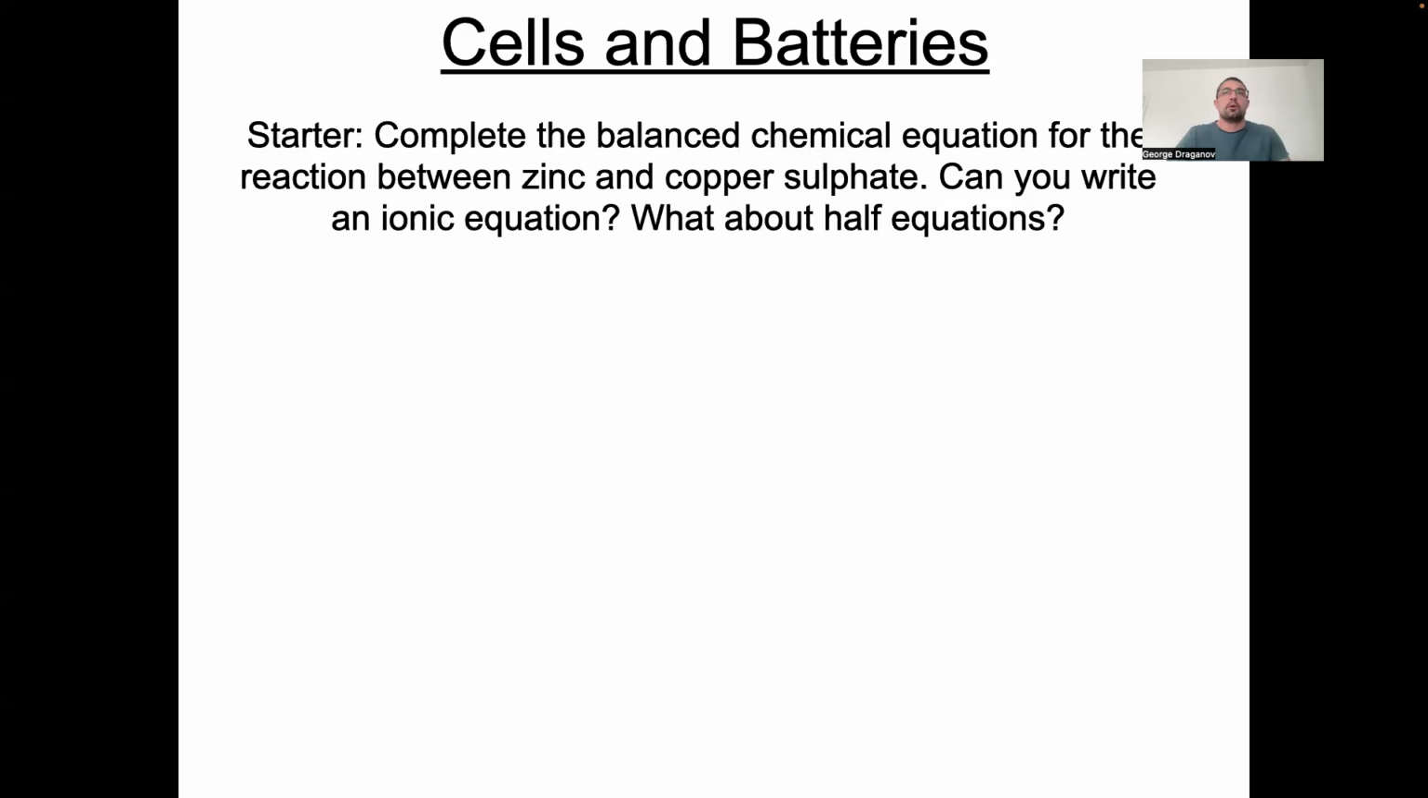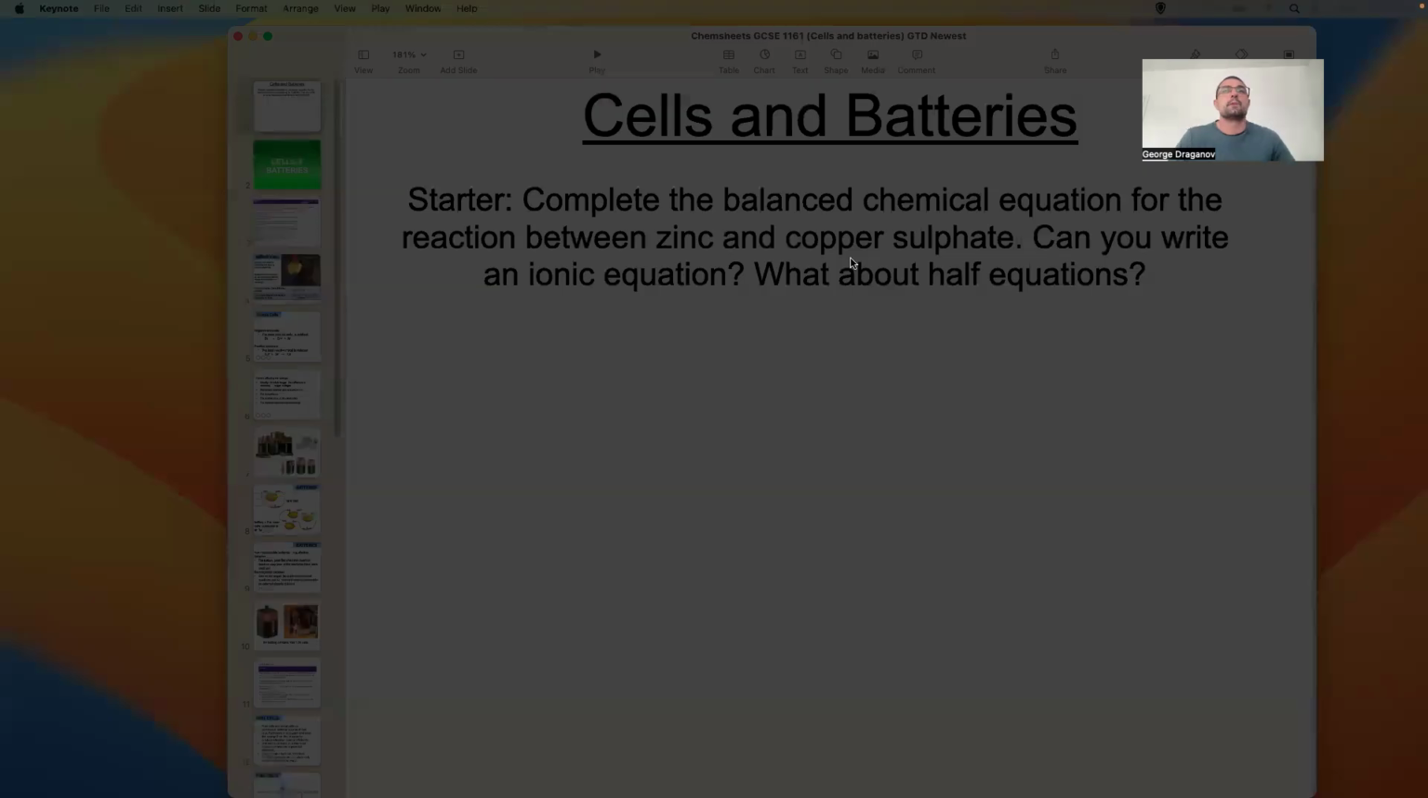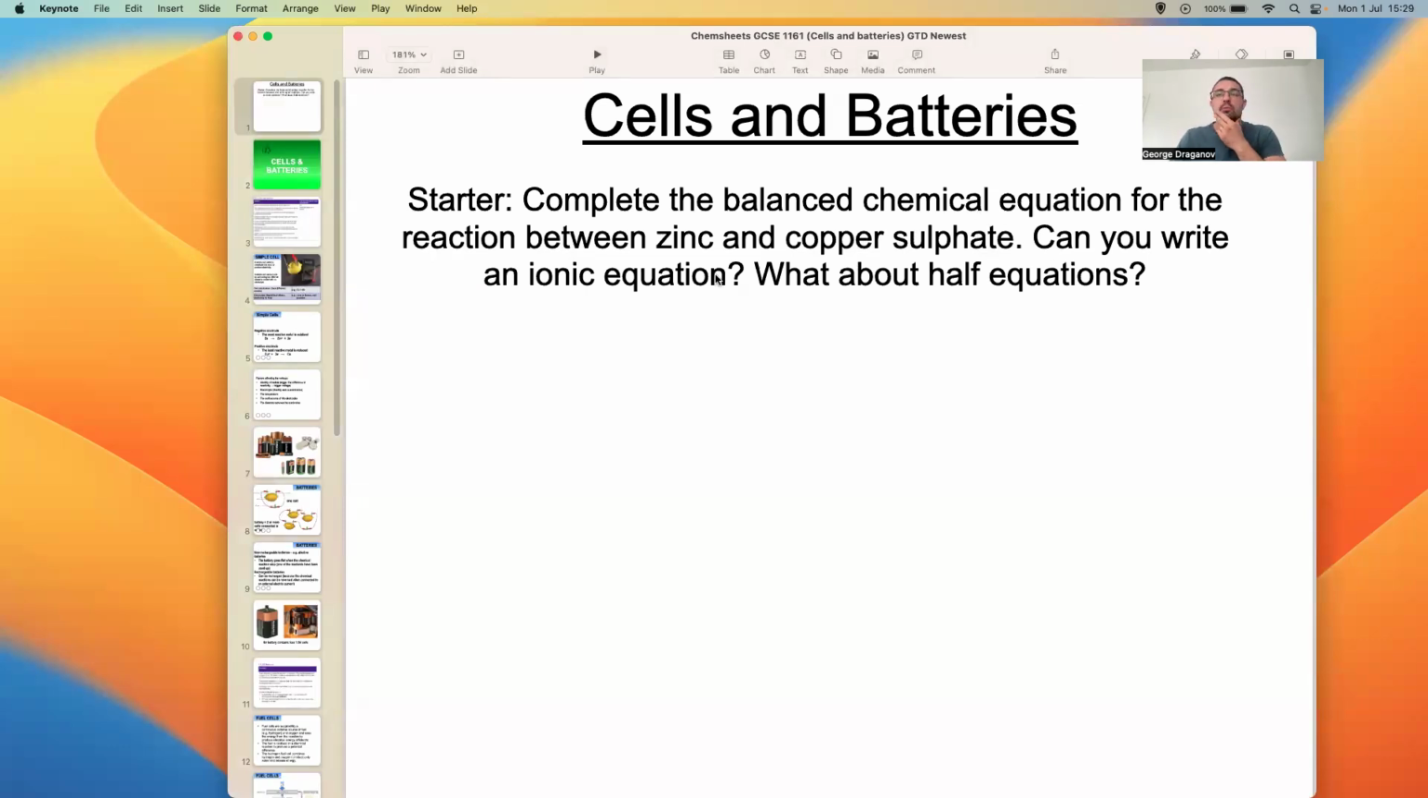Right, today's lesson, we're going to look at cells and batteries. Now, as a starter, I've got here: complete the balanced equation for the reaction between zinc and copper sulfate. The reason I've done that is just to show you that when you have two different metals of different reactivity, there will be an electron transfer between them. And that's exactly what happens in a battery.